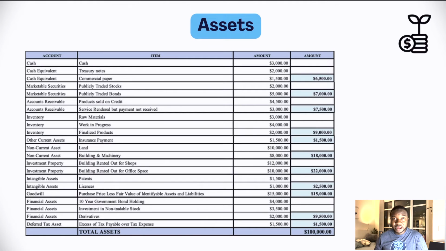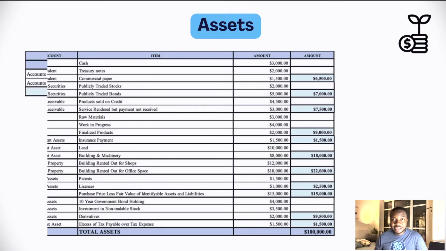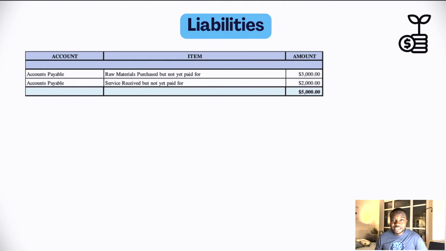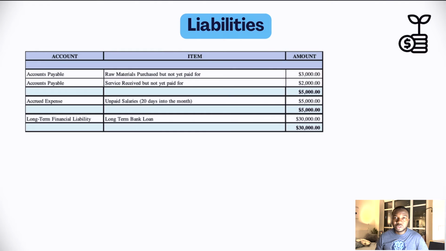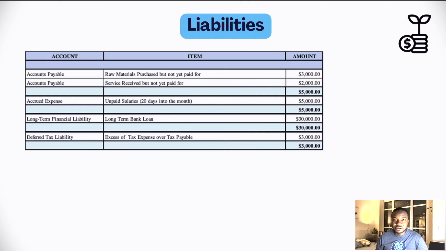Note, this amount has to equal the company's equity plus its liabilities. On the liabilities side, the company has $5,000 in accounts payable, which represents a current liability. It also has $5,000 in unpaid salaries, which is also a current liability. In terms of long-term liabilities, the company has a long-term bank loan of $30,000. Another long-term liability is deferred tax liability of $3,000.